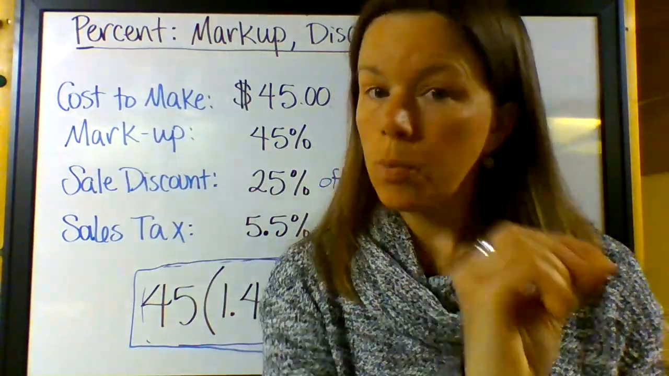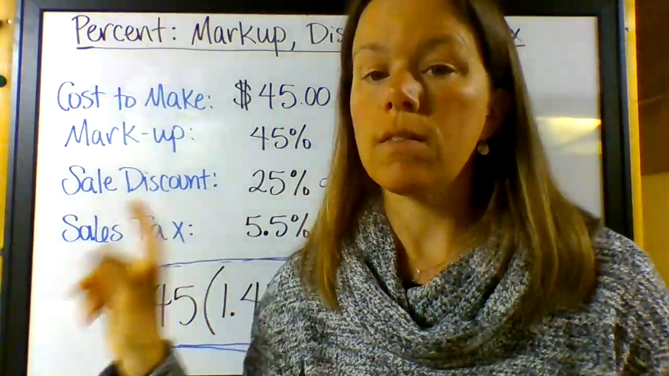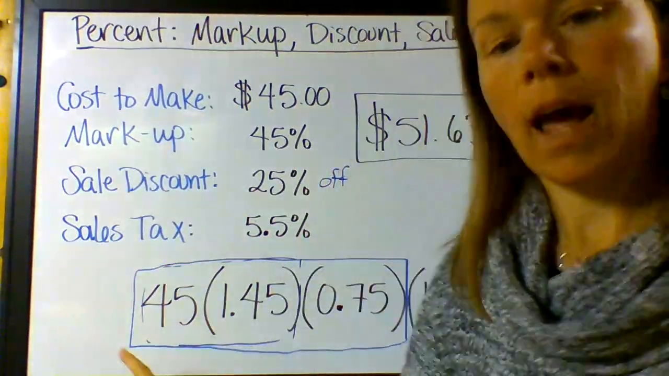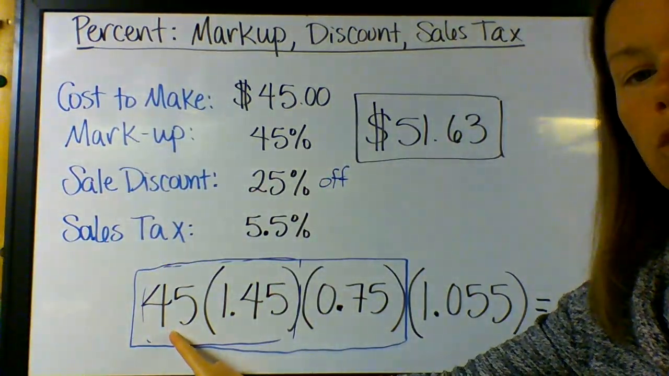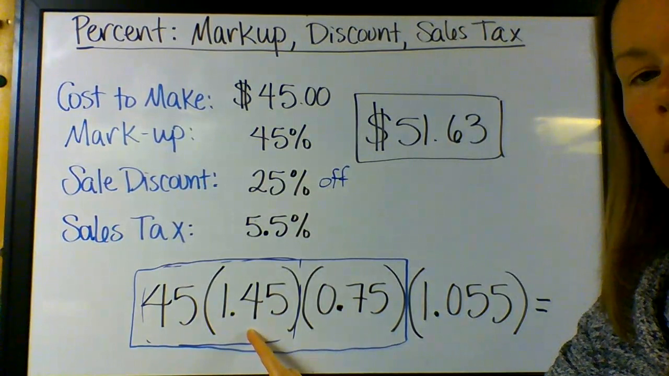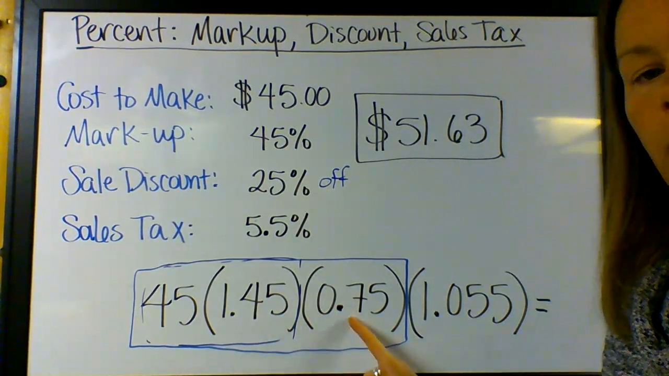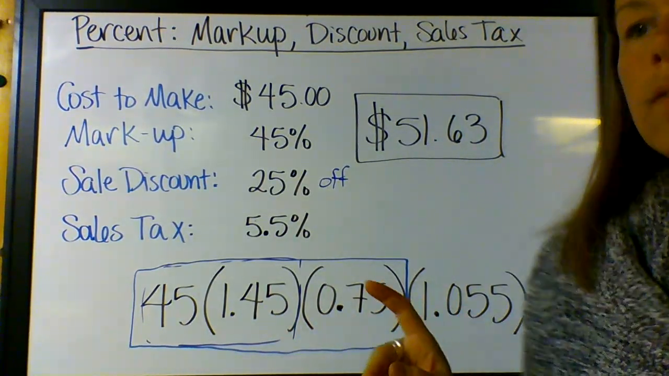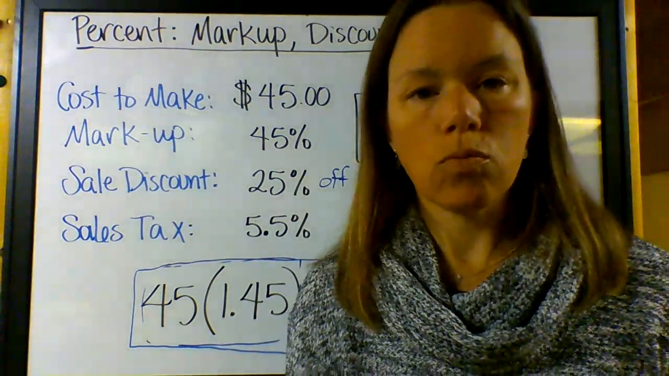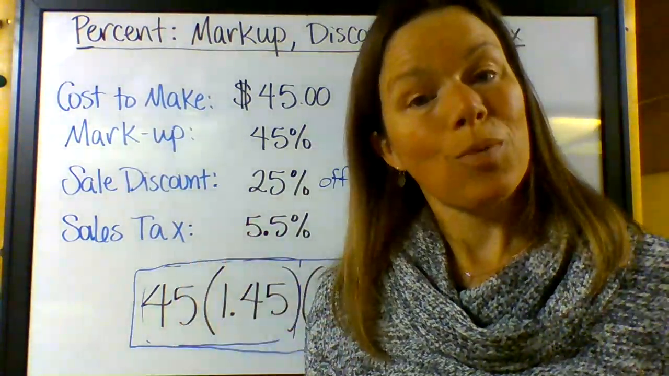So I'd like you to practice writing each of these out. Writing this out just like this. The original price times markup or discount, maybe both, times the sales tax. Because you need to be able to write that out to be able to write an equation.